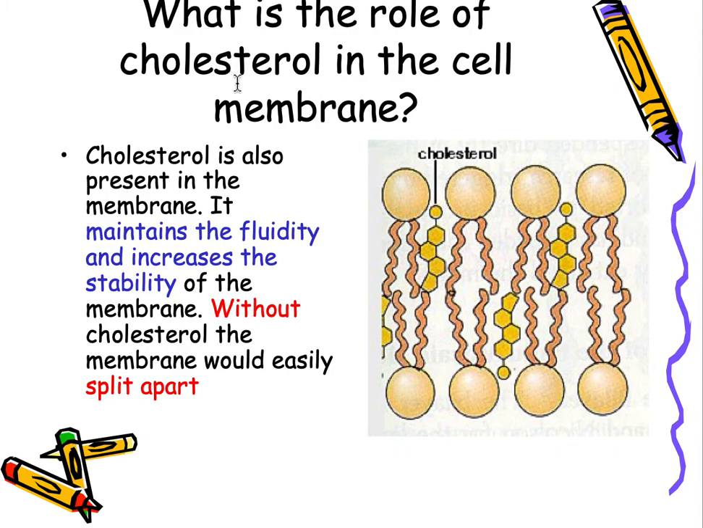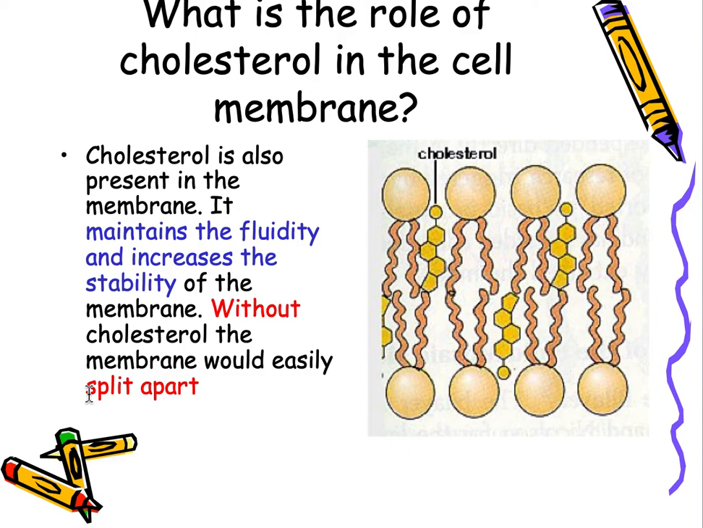Cholesterol is another functional component of a cell. If these are phospholipids, then you can see the cholesterol in here. Cholesterol is also present in the cell membrane. It maintains the fluidity and increases the stability of the membrane. Without cholesterol, the membrane would easily split apart.